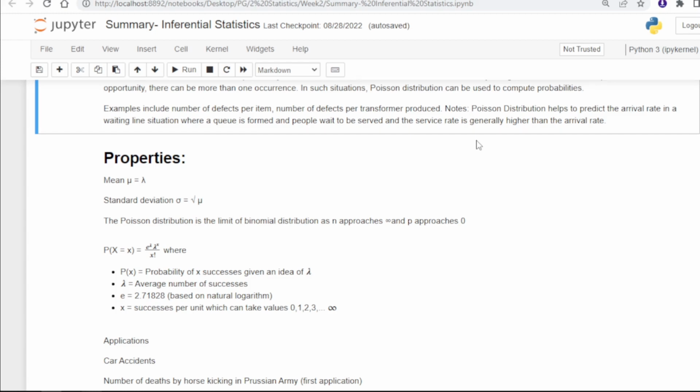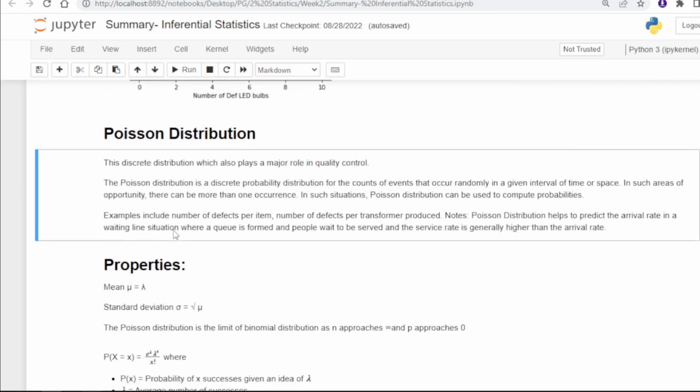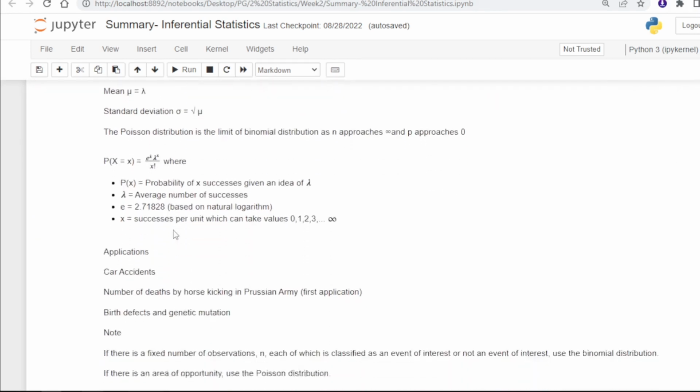Note that the Poisson distribution helps to predict the arrival rate in a waiting line situation, right? A queue is formed and people wait to be served, and the service rate is generally higher than the arrival rate. So this is the probability formula for the Poisson distribution. You can check it out.